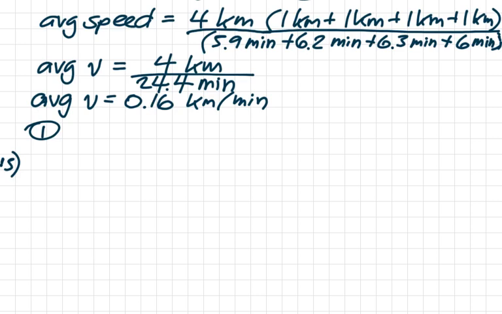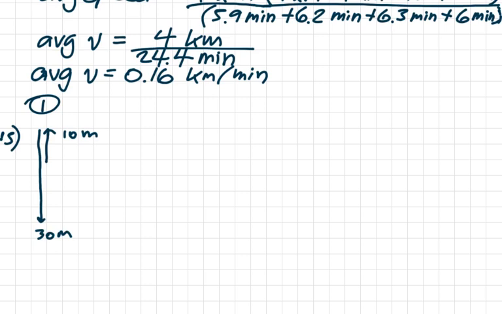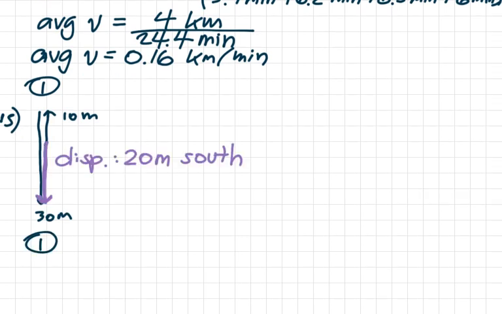15, I got 10 meters north and 30 meters south. What's the displacement? 10 meters north, 30 meters south. Displacement from start to finish is 20 meters south. That's choice 1.